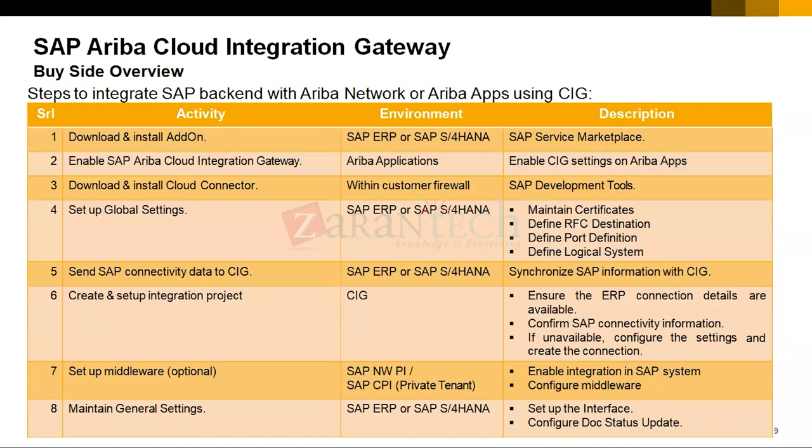Right. So a single person will not be able to perform all those activities. That's why we require different team members. If you talk about team size, we require a basis consultant. The basis consultant will work on the system setup: they will install the CIG add-on, install the cloud connector, and configure the technical CIG add-on settings and the cloud connector as well. So all those things the basis team will do.